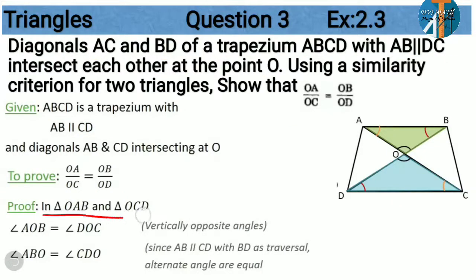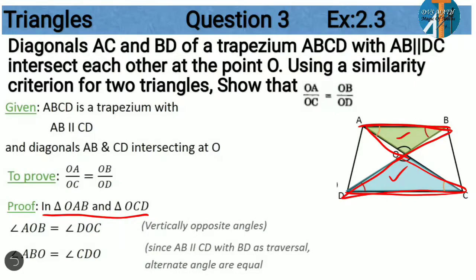We have to consider two triangles, and to choose those two triangles you have to consider the parallel lines together. Which are the parallel lines here? AB and DC, right? So we are considering triangle OAB and triangle OCD. So we are taking two triangles.